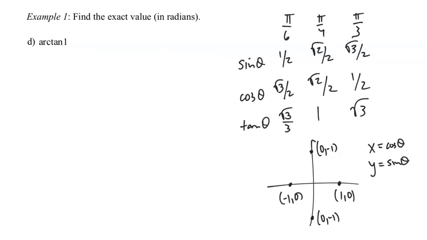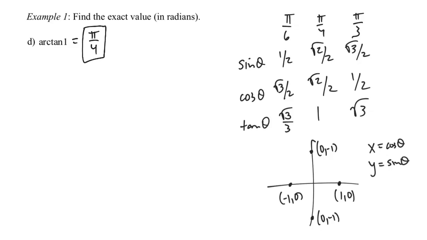Okay, for arctangent of 1, again, we're looking to see which angle has a tangent that is equal to 1. And so here for tangent, I see 1 right here, and that's going to be the angle pi over 4. And so sometimes it's very easy. It's just a matter of knowing, do you know the unit circle values?